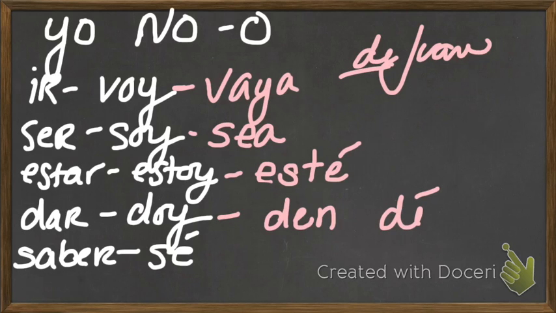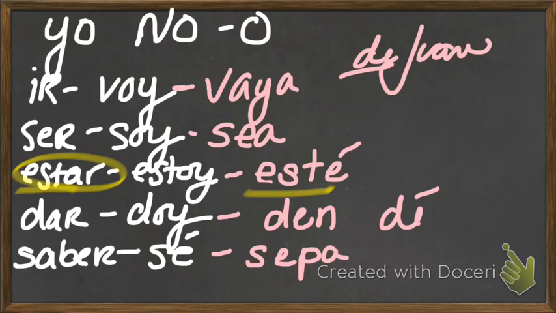And then saber. Sepa. Sepas. Sepa. Sepamos. And sepan. So there are only two words in the subjunctive that have accents. It's esté because it breaks the stress rule, and dé because dé is not de. Okay, and here are your 5 irregulars. Vaya, sea, esté, dé, and sepa.